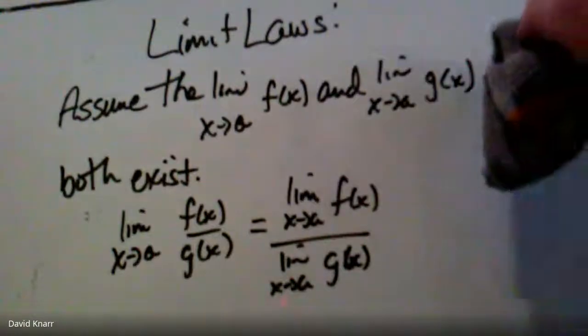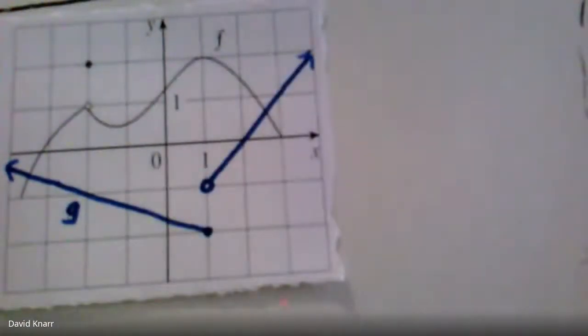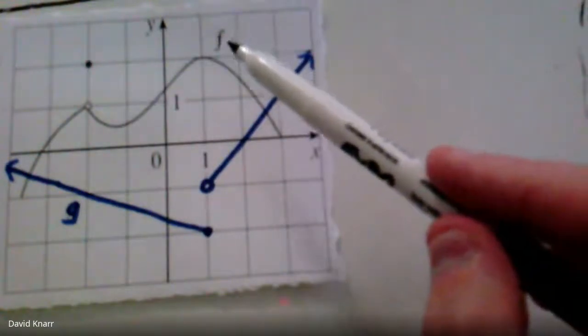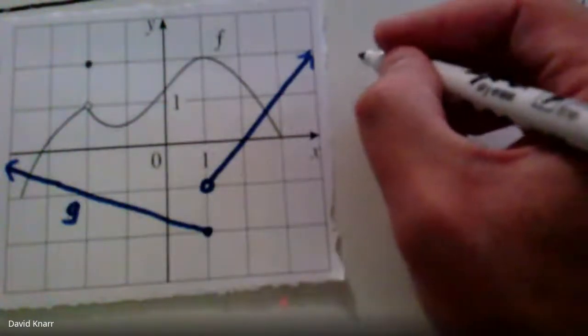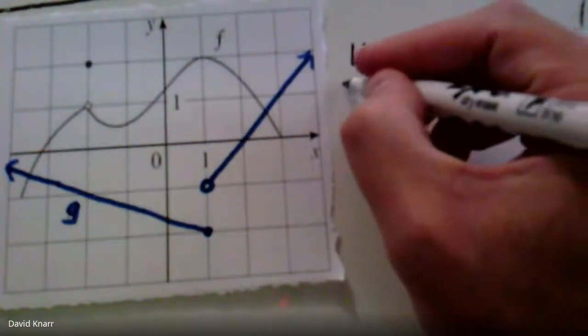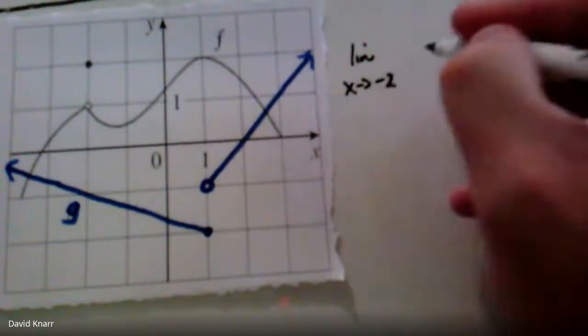Let's see how that plays into what we know about finding limits graphically. Here I have a graph with two functions on it. f of x is in black, and g of x is in blue. So now I have two functions I'm working with, f and g. Let's first calculate the limit as x goes to -2 of f of x plus g of x.